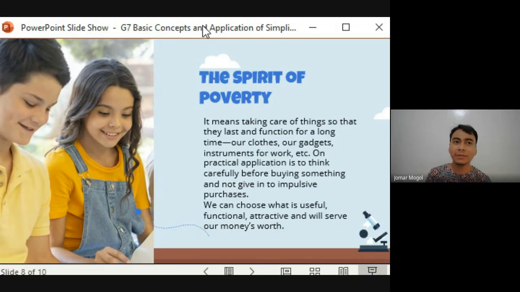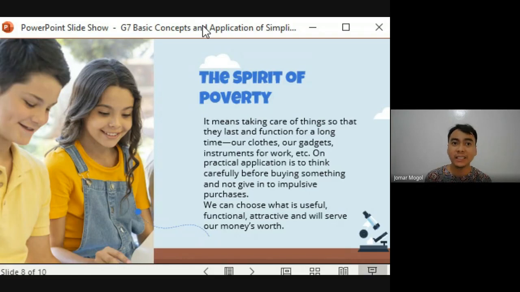Pero kung bili ka ng bili ng mga gamit, tapos itatambak mo lang yan, such as clothes, gadgets, instruments, and other things na hindi mo naman ginagamit pero binili mo, ibig sabihin noon, you do not have the spirit of poverty. So kapag bibili ka, yun talagang kinakailangan mo lang talaga at sigurado magagamit mo. Okay, so things, it means taking care of things so that they last and function for a long time.